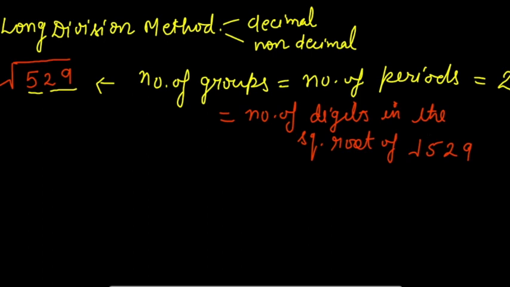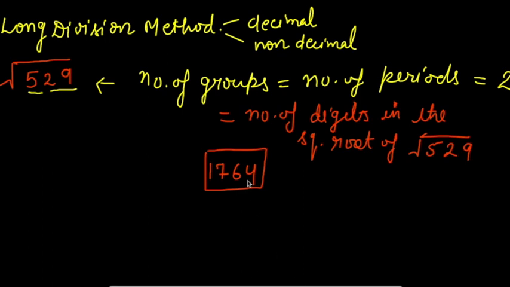So when you find the square root of 529, you will see that the answer contains 2 digits, which is equal to the number of periods. So in exams, if sometimes a question comes like 1764, how many digits will be there in the square root of 1764?